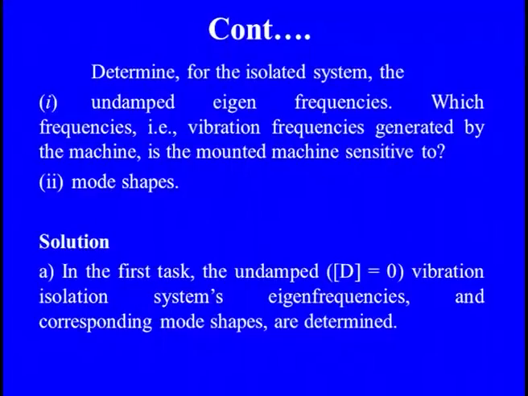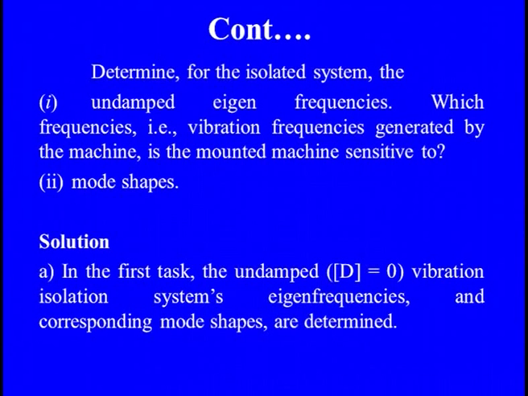So we have a perfect isolator between the mass and the ground in the 2 degrees of freedom system. The main theme is to calculate the undamped natural frequency, or eigenfrequency, which is the vibration frequency generated by the machine mounted on the system, and second, the mode shapes. Since we are interested in the undamped case, we would like to remove the effect of these dampers, so mathematically we keep the damping matrix equal to 0.